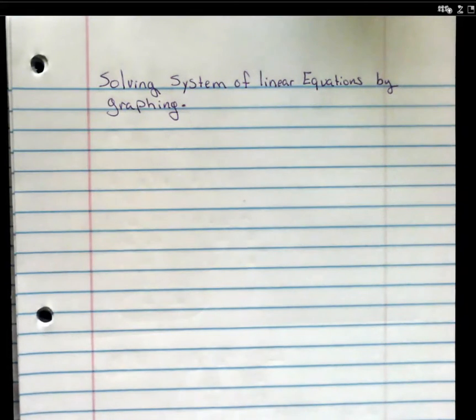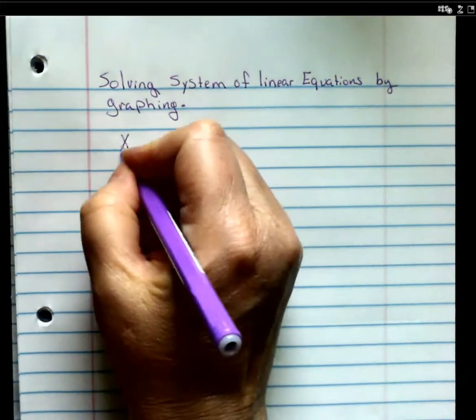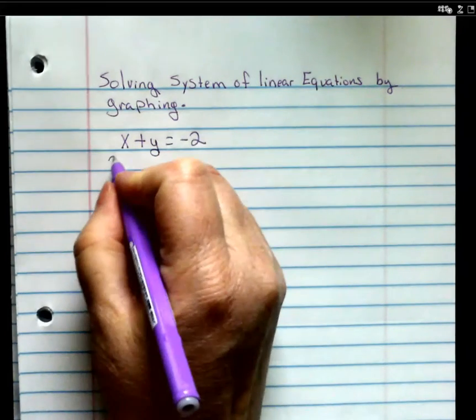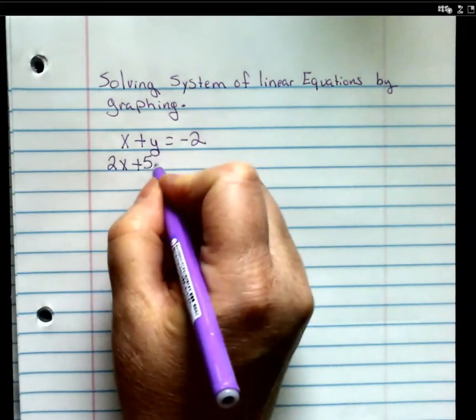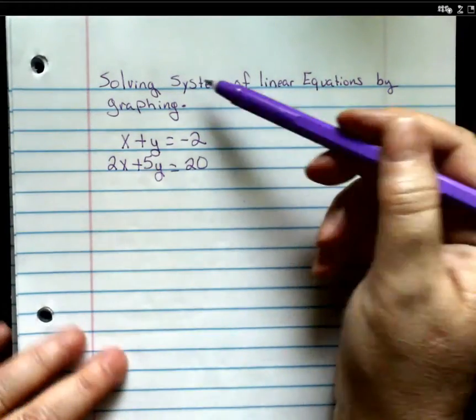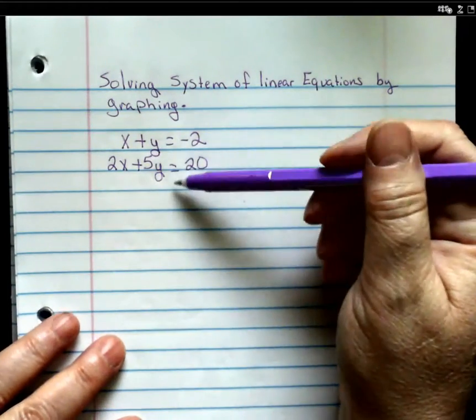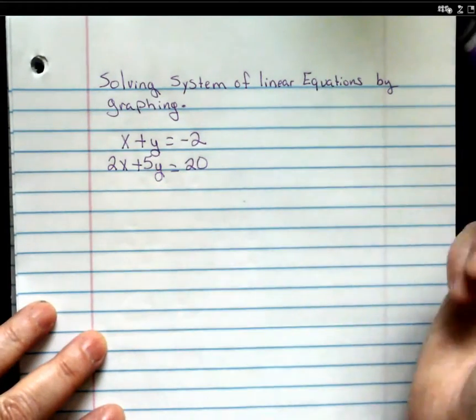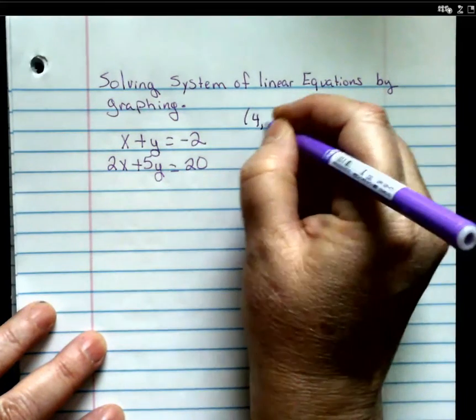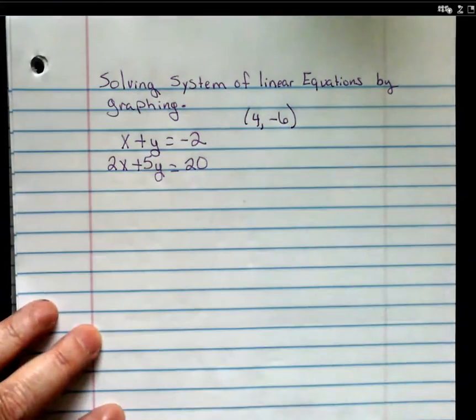Okay, so let's talk about systems of equations. A system of equations is when you have two equations that will graph a line in a coordinate plane. A solution to this is where these two lines intersect. So let's just take a guess. Would (4, -6) be a solution?